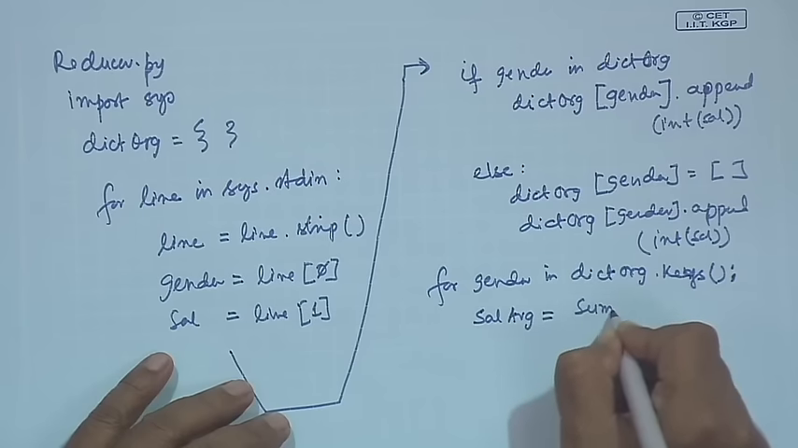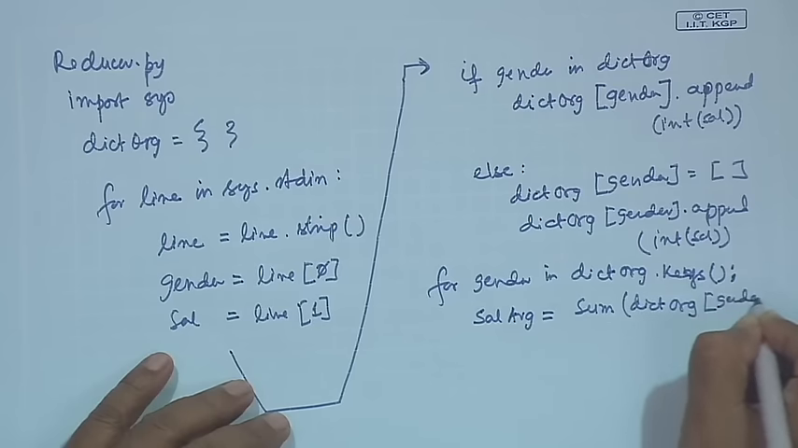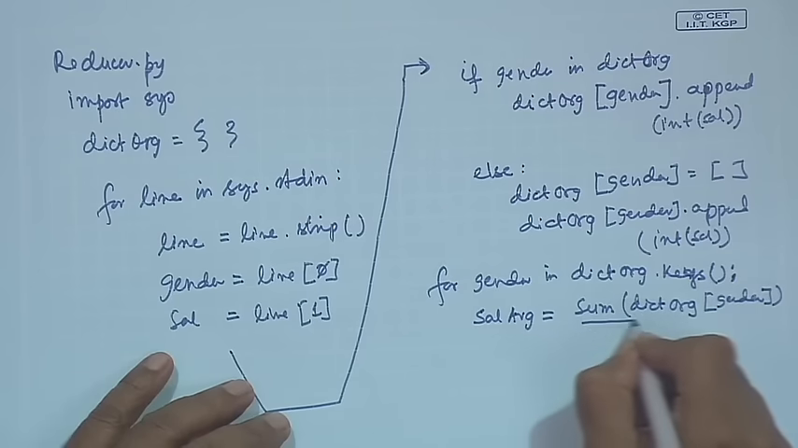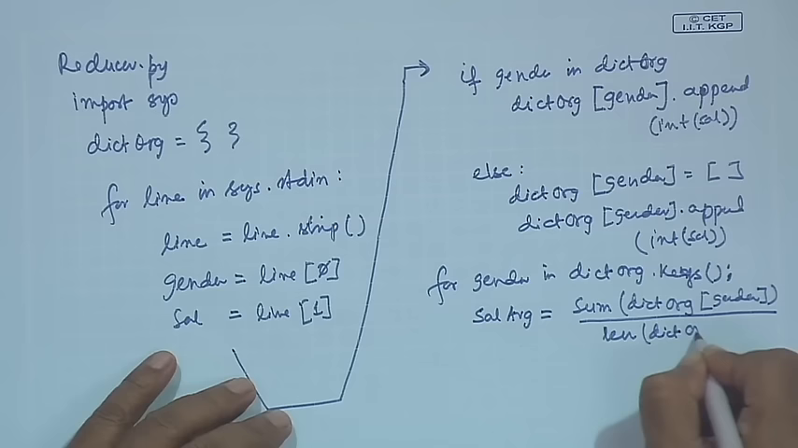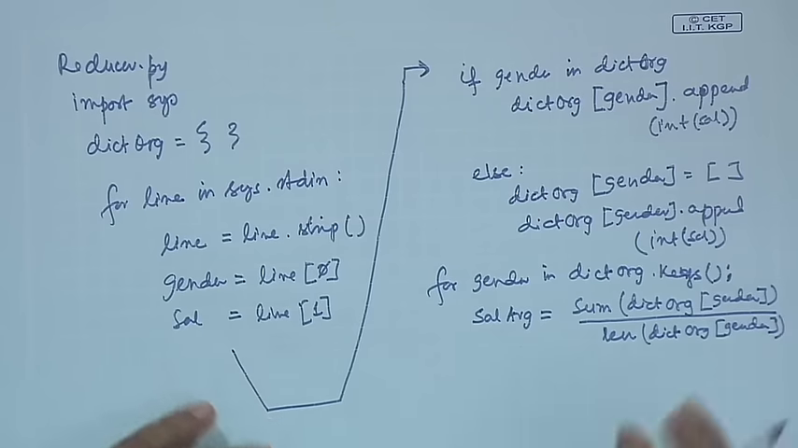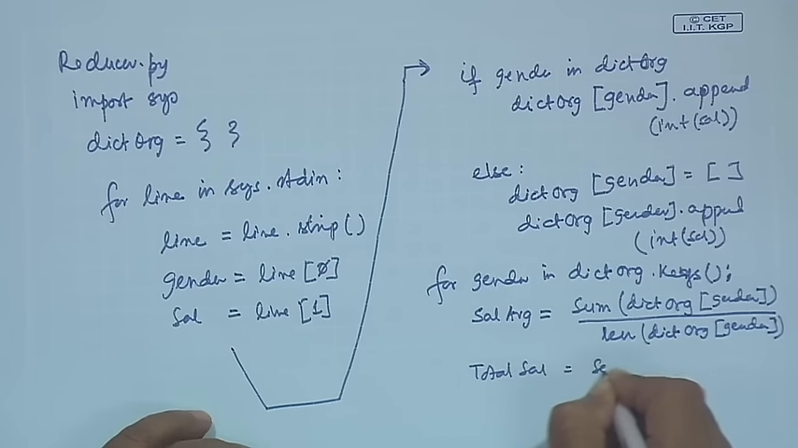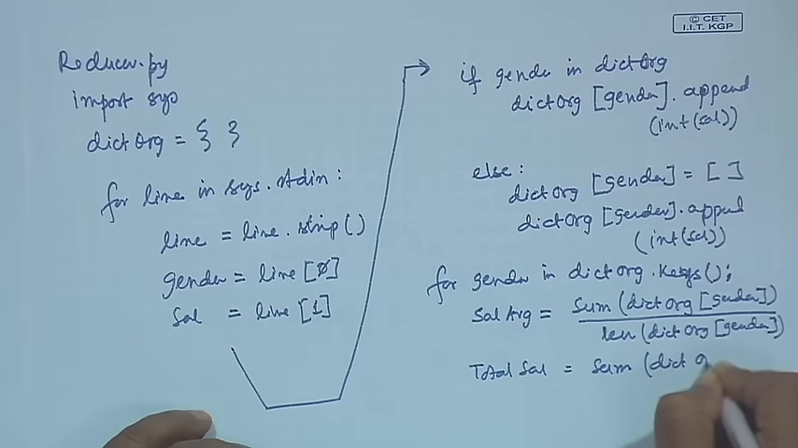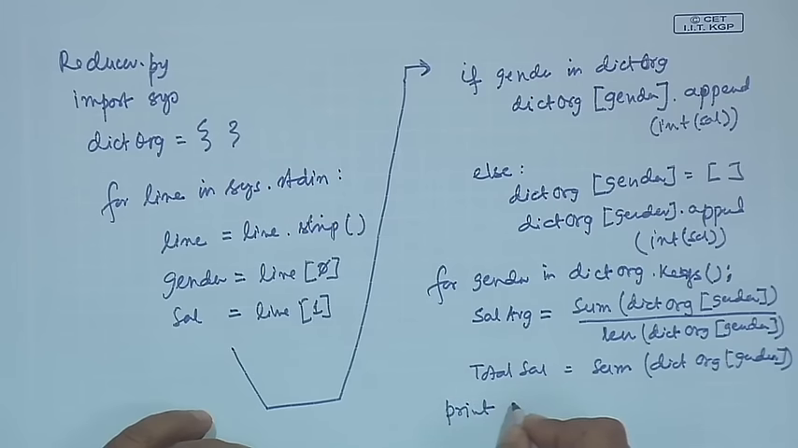Salary average equal to sum of DICTORG gender divided by length of DICTORG gender. So it is summing up divided by things, straightforward, right? And total salary equal to only sum of DICTORG gender, right? And then we basically write back to the Google file system or the HDFS file system.